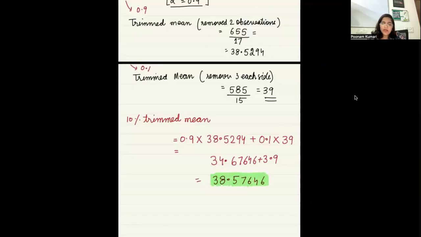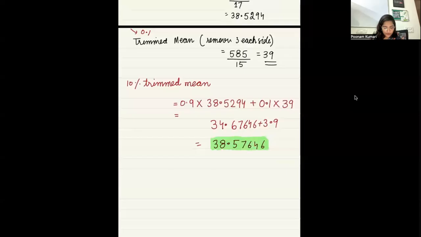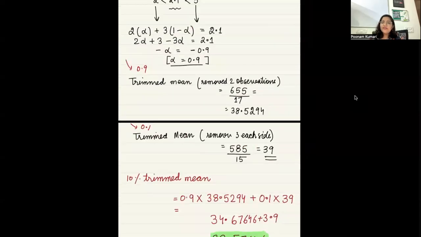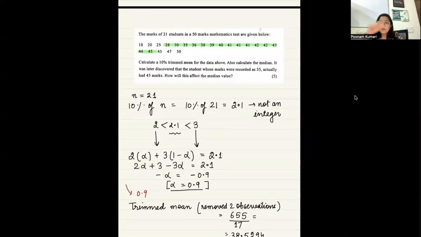Yes, ma'am. Any kind of trimmed mean. Okay? So how do you do the trimmed mean? If the multiplication of your percentage and the number of observations is an integer, then you clearly know how many observations you have to remove from each side. That is fine. So if this n would have been 20, we would have been fine. But now it's 21. So you find what this is between.